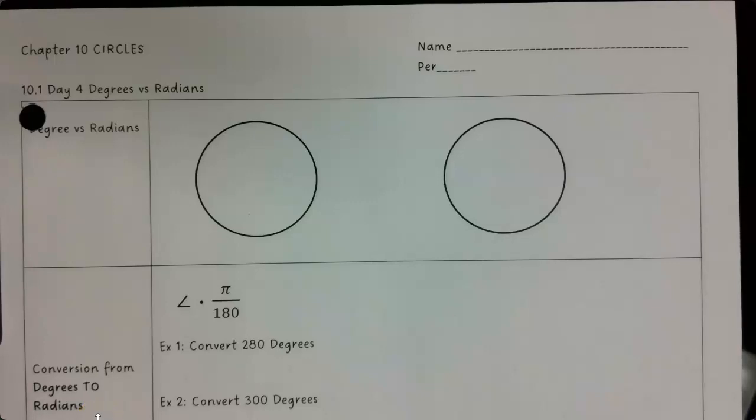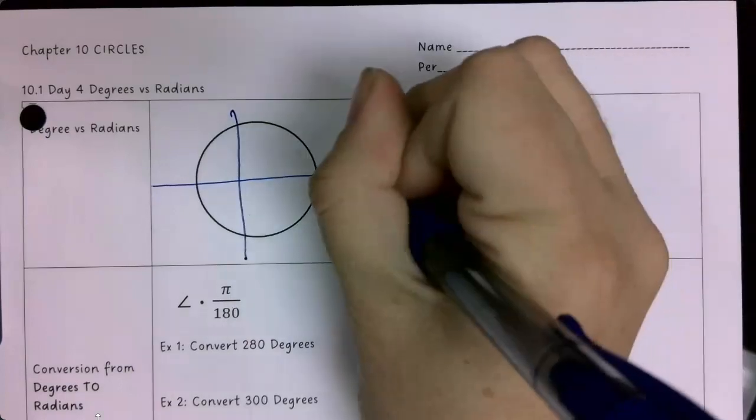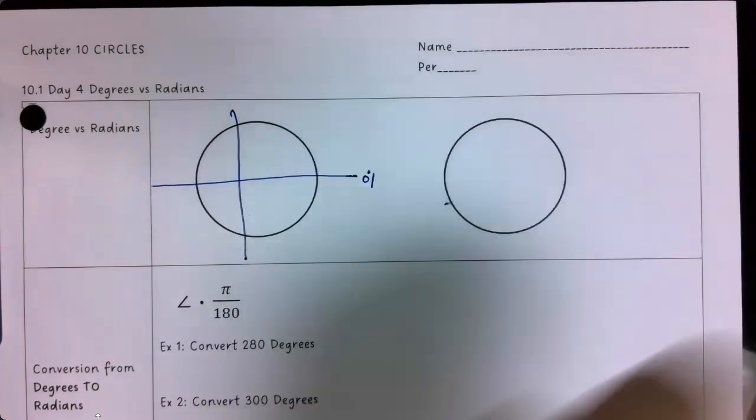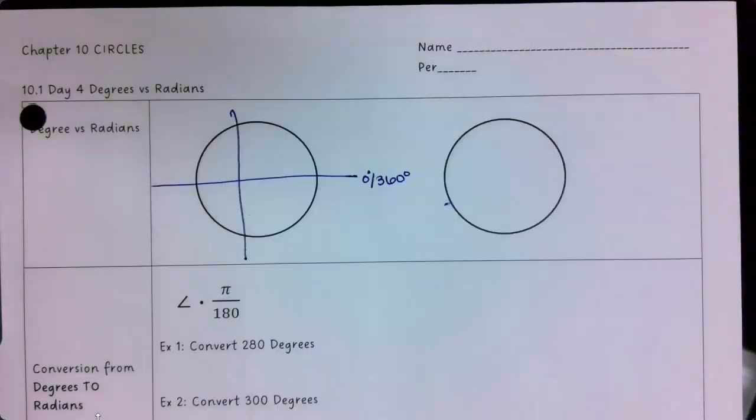So today we're talking about degrees and radians. Remember, a circle has 360 degrees. Anyways, the starting point is 0, and if I make a complete circle, it's going to be 360 degrees.